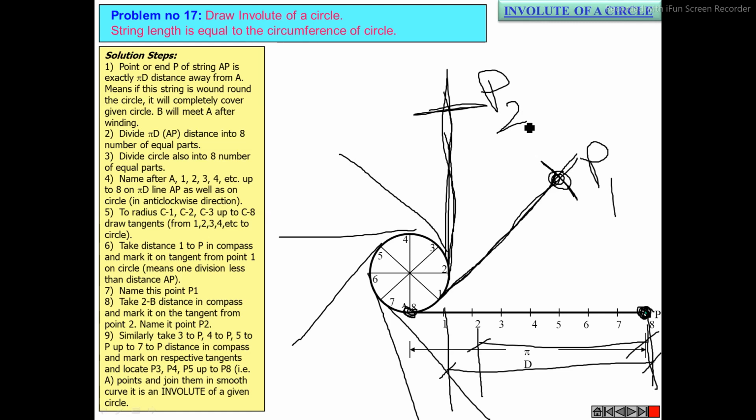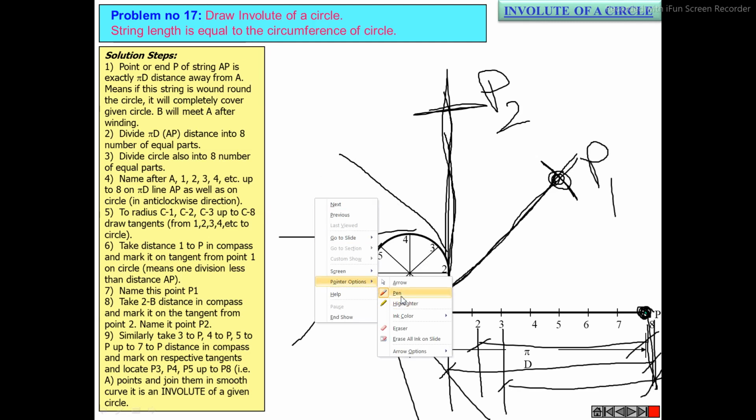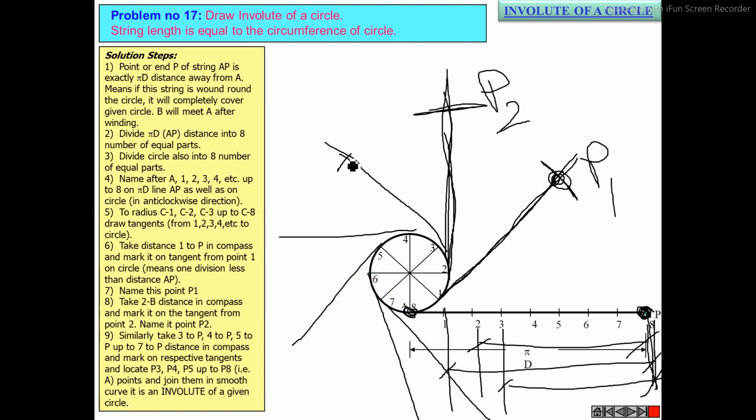Similarly, for getting the next locus point, I know I will get it on the tangent line passing through point 3 of the circle. For that, what do I need to do? I need to measure 3 to P. This much length I need to measure in my compass. I will place my compass at point 3, and on the tangent line passing through point 3, I will cut an arc. That arc point represents the fourth locus point of your involute, denoted by the symbol P3. Clear?